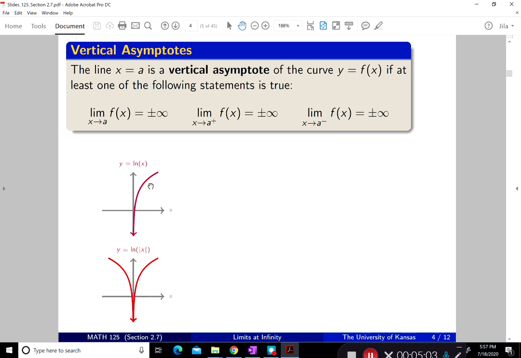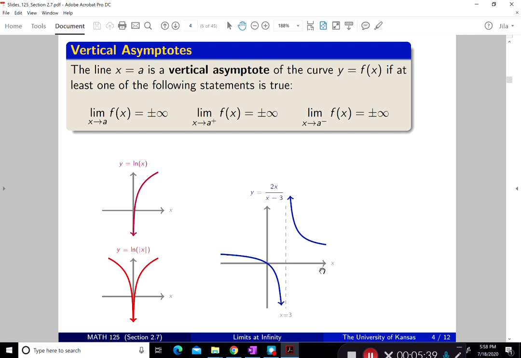A lot of times you want to make the ln of x symmetrical. By putting the absolute value of x inside the ln, you get a symmetrical graph, and all the negative numbers can fit in this function also. So y equal to ln of absolute value of x has one side like this and a mirror image on the other side. It's not defined for x equal to 0, and this is a two-sided vertical asymptote.